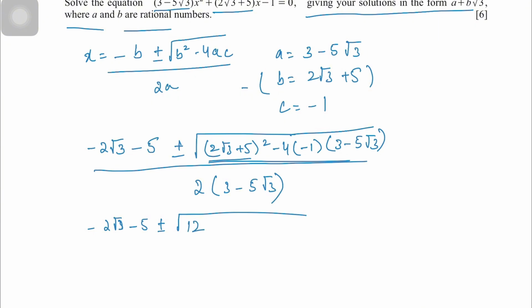And then 2 multiplied by 2 root 3 and then 5. 2 multiplied by 2 is 4. 4 multiplied by 5 is 20. So this would be 20 root 3. And then this would be 5 squared.